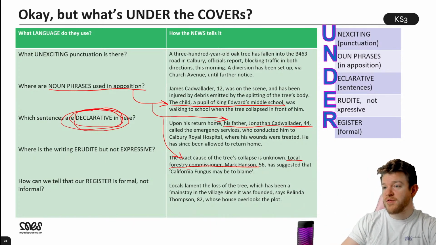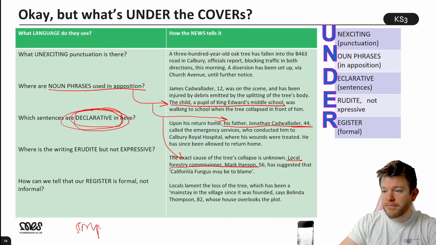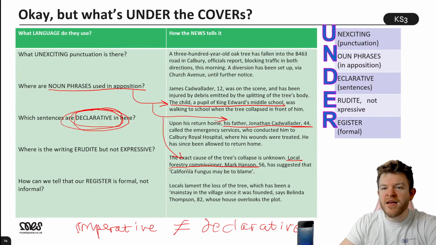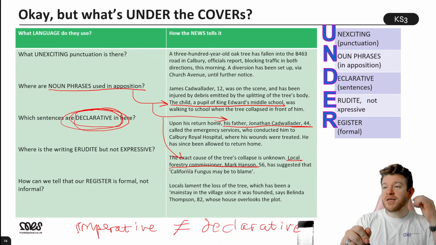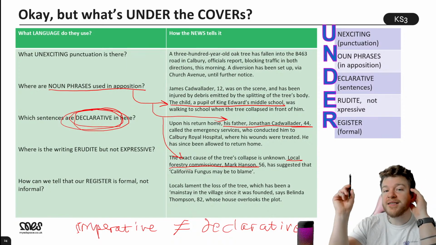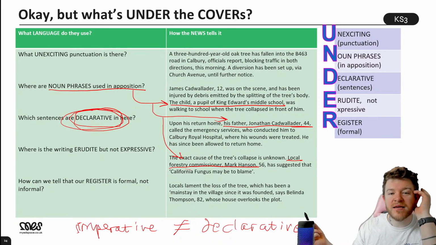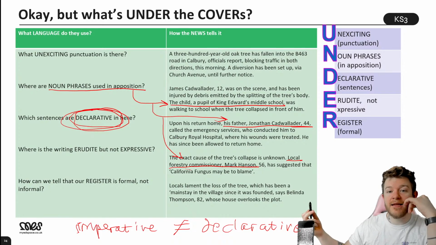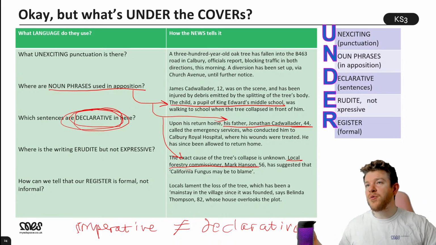So I'm just going to make a quick note of that so we don't get confused. So imperative is not the same as declarative. So an imperative is a command, declarative is a statement. Okay, lots of you have got that one. Beautiful, good job. Okay, so declarative sentences, I think you'll find that all of the sentences in here are going to be declarative. They're just saying something. They're not asking you a question. They're not commanding you to do anything. They're not reacting in an exclamative way. Really, really simple.